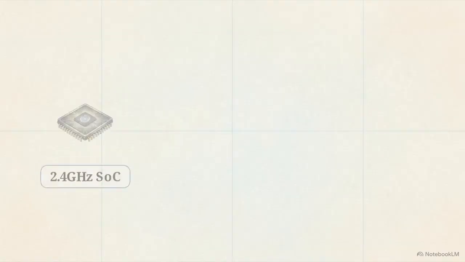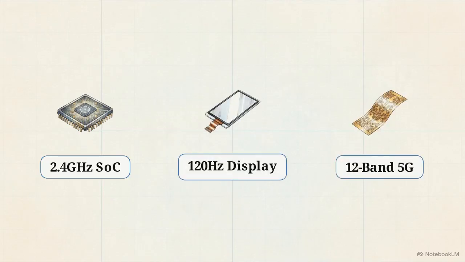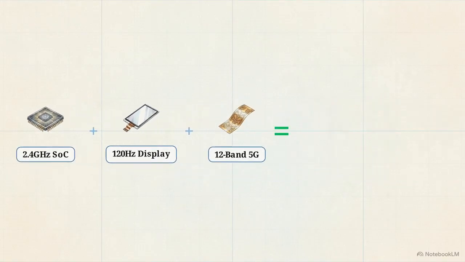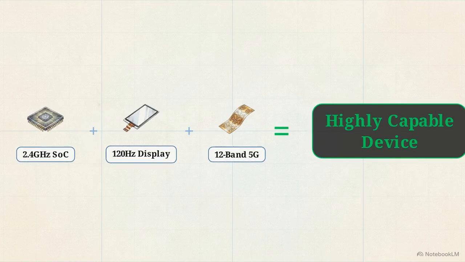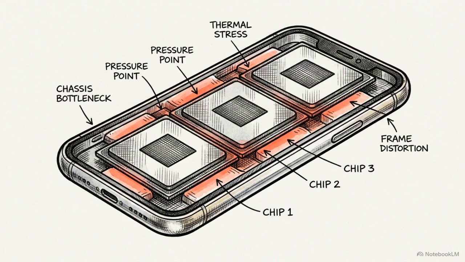A 2.4 GHz system on chip, a 120 Hz refresh rate, and a 12-band 5G modem should easily handle basic UI navigation and cellular handoffs. The math of the individual components suggests a highly capable device. The failure isn't found by looking at these components in isolation. It emerges from the severe bottlenecks created when these parts are forced into a budget-constrained architecture.